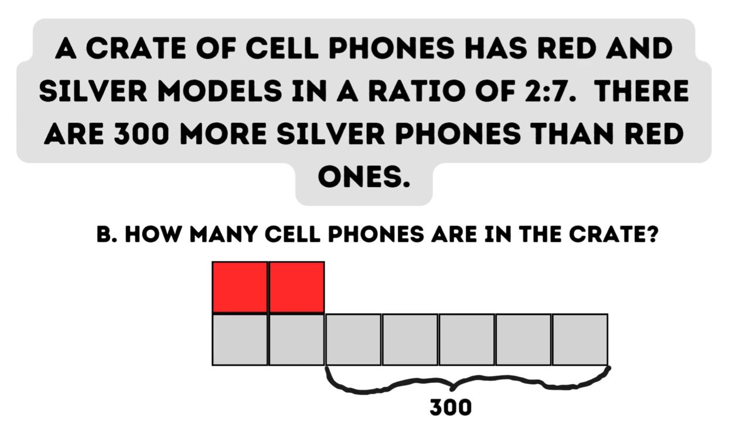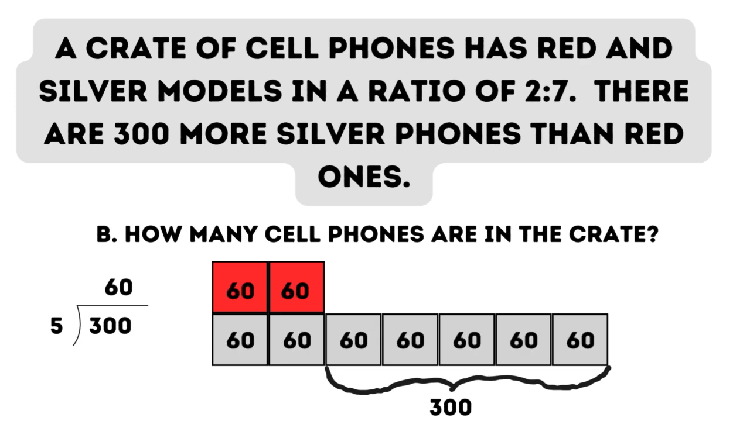So that means that if we take 300 and divide it by the 5 extra squares, we get 300 divided by 5, which is 60. So that means that each one of these squares is 60 cell phones. So we have 60 times 9 squares, so we have 540 cell phones total.